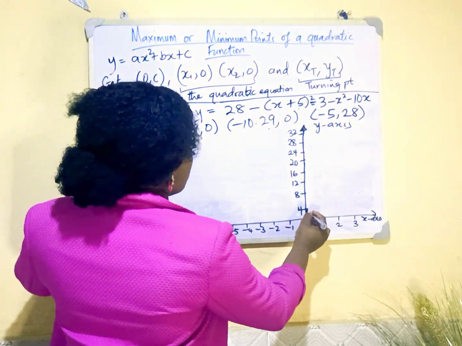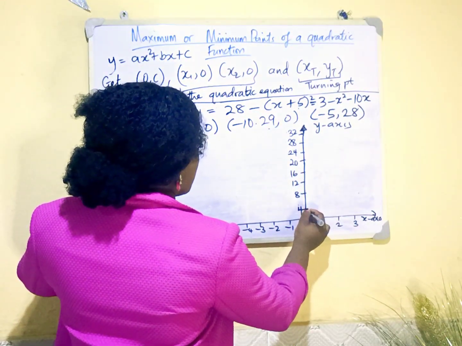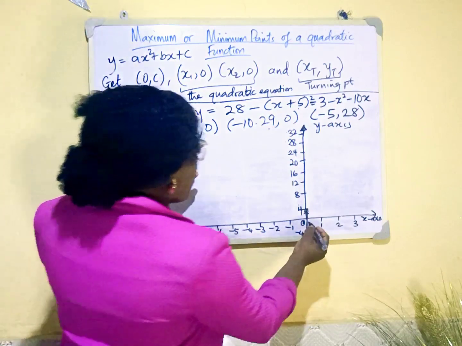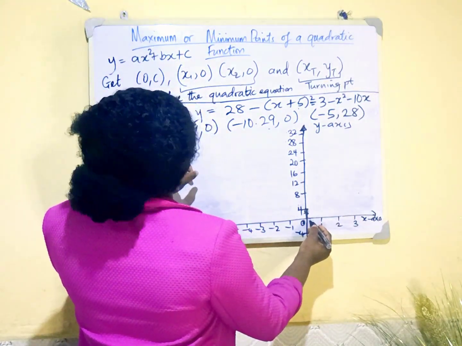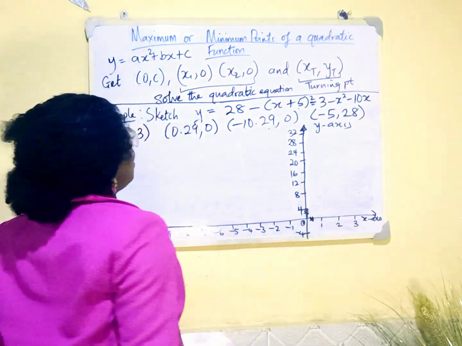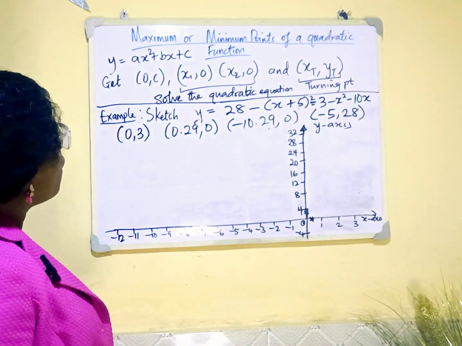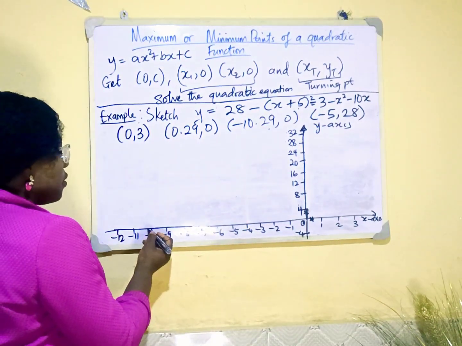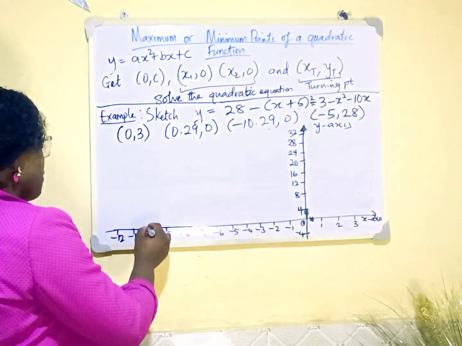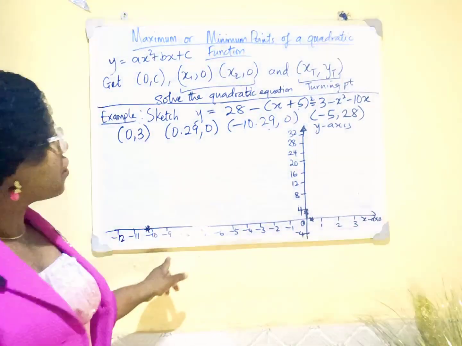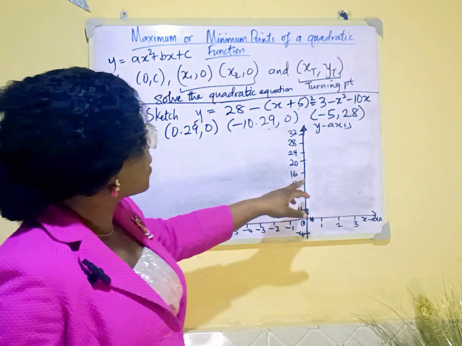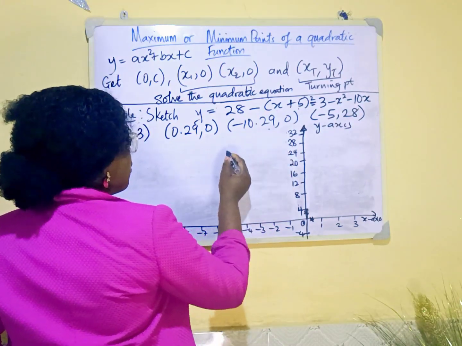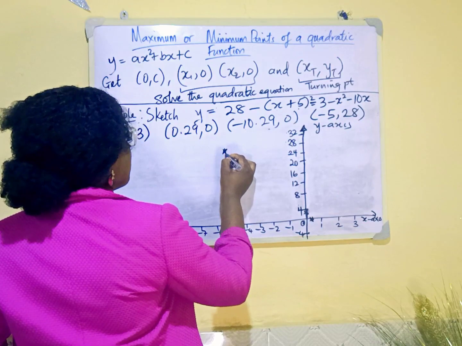When x is 0, y is 3. So it's somewhere below 4. So let's mark here. Next one, when x is 0.29, somewhere around here, less than half, y is 0, so somewhere here. The next one is when x is minus 10.29, somewhere around here, y is 0. Okay, so here, minus 10.29, 0. And then finally, when x is minus 5, here, y is 28. So if I trace this down here, I have somewhere around here.